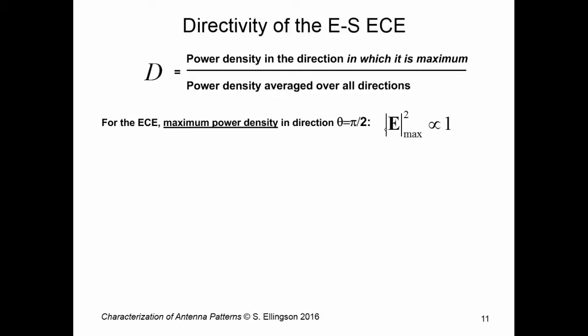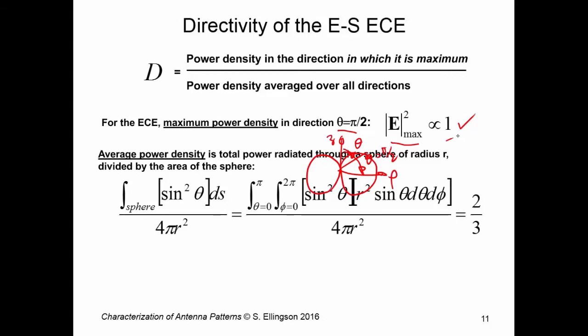Now the maximum power density is in the direction theta equals pi over 2, right? Here's z, here's rho, here's theta. So when theta is pi over 2, that's when the pattern is maximized. The pattern looks like this. The average power density, let me erase some of this.